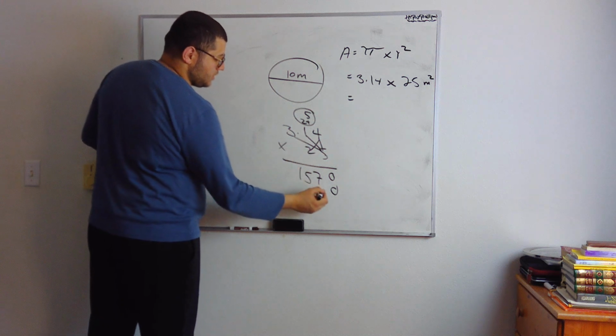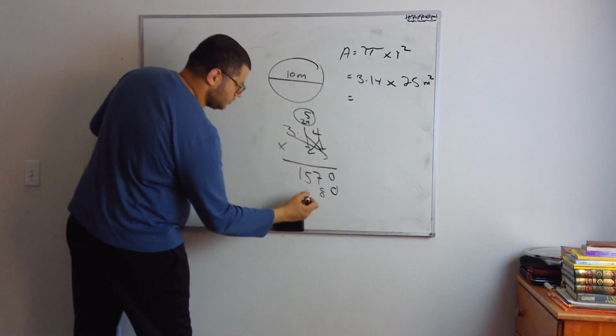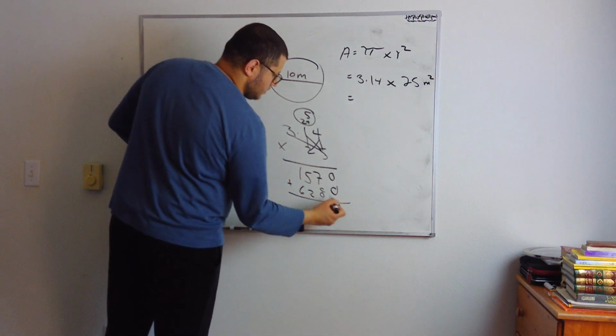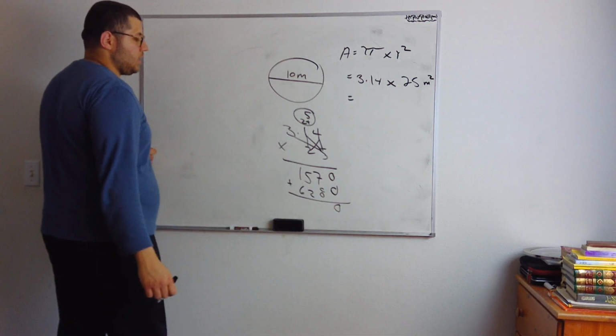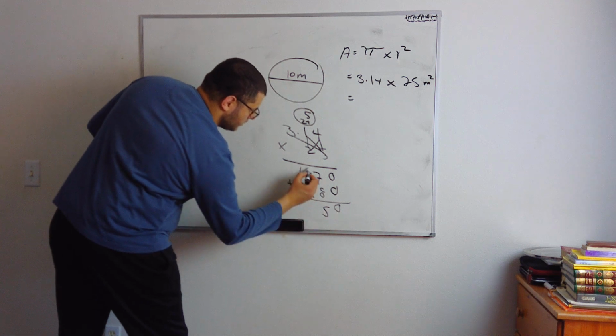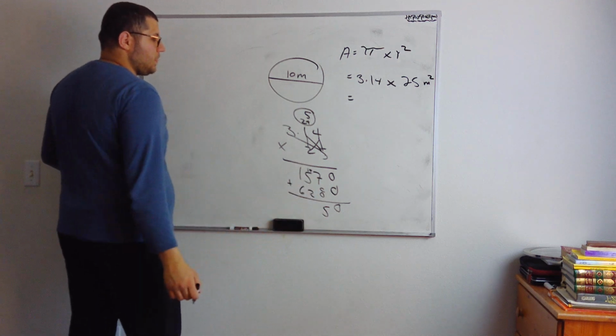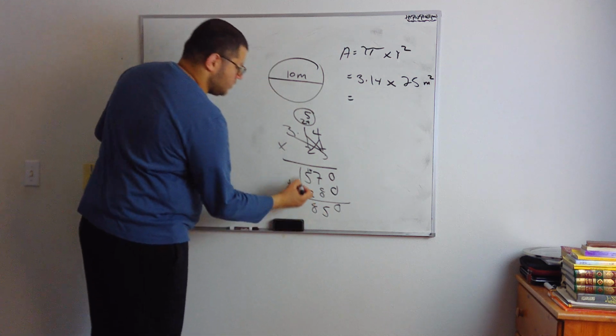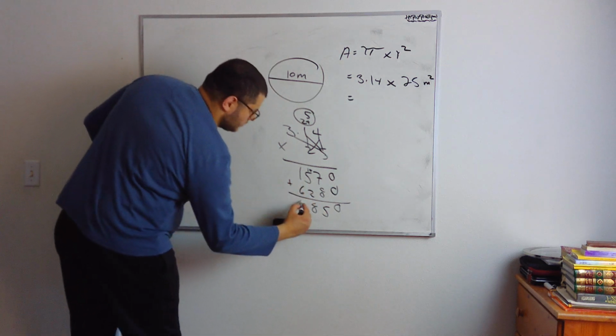2 times 4 is 8. 2 times 1 is 2. 2 times 3 is 6. And then we add these numbers. So 0. 8 plus 7 is 15. 5 carry the 1. 1 plus 5 plus 2. That's going to be 1 plus 5 is 6. 6 plus 2 is 8. And then 1 plus 6 is 7.